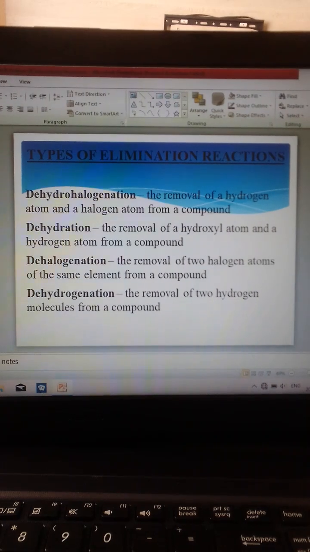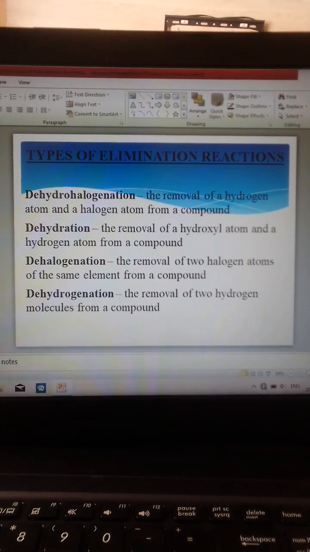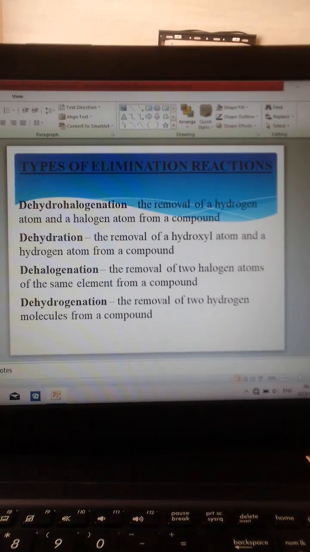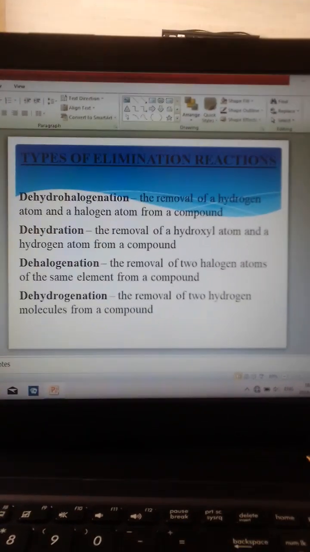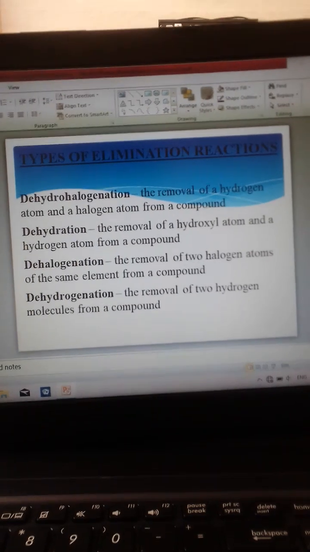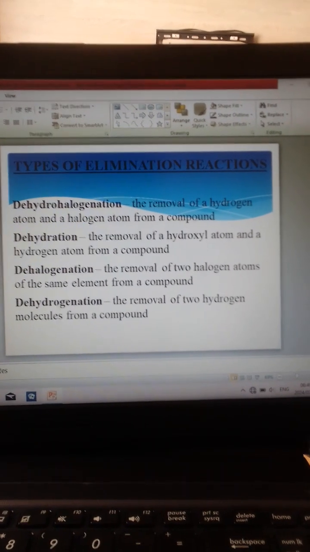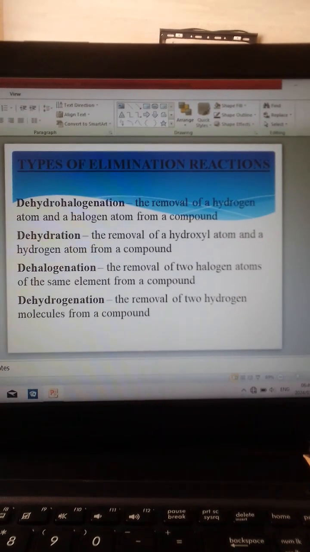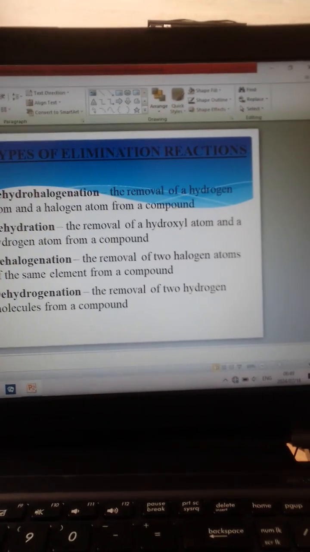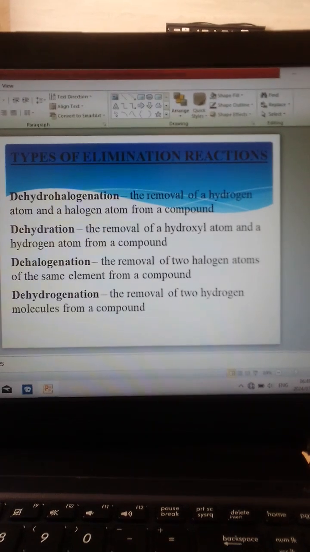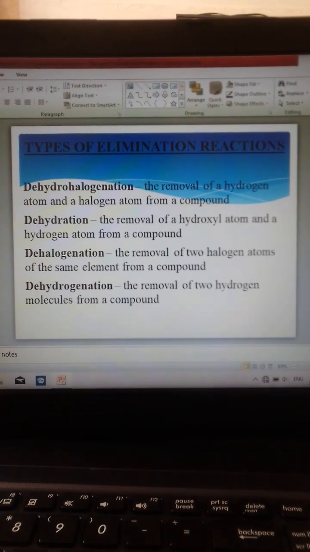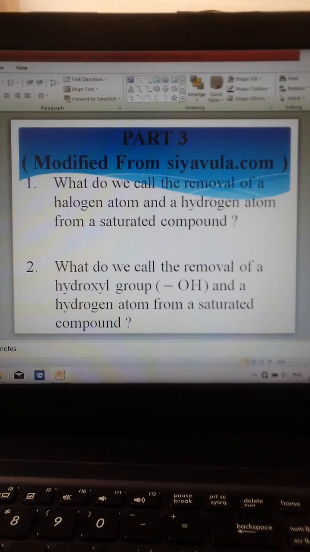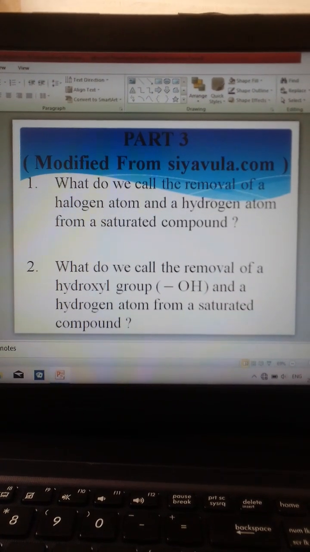We have dehydrohalogenation, which is the removal of a hydrogen atom and a halogen atom from a compound. Then we have dehydration, which is the removal of a hydroxyl group and a hydrogen atom from a compound. Then we have dehalogenation, which is the removal of two halogen atoms of the same element from a compound. Then we have dehydrogenation, which is the removal of two hydrogen atoms from a compound. Please take that down. I modified it from siavola.com.